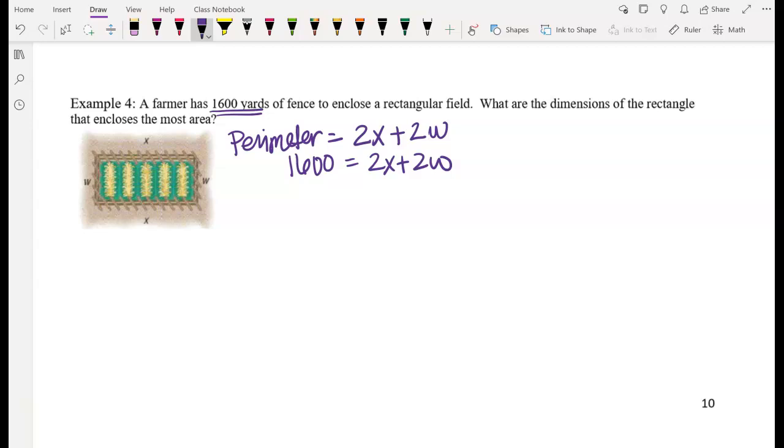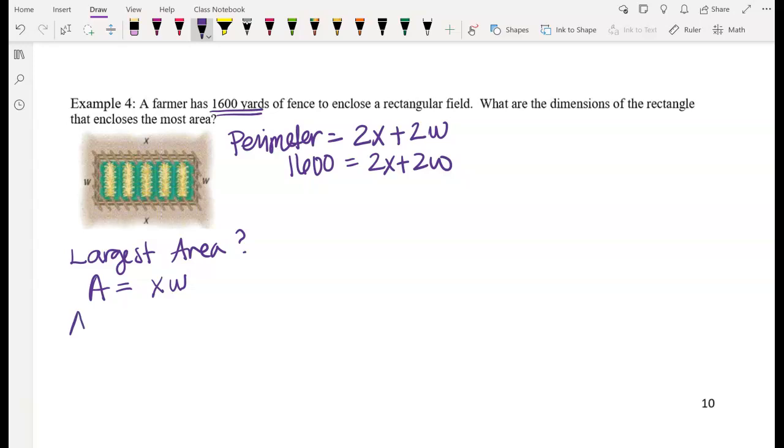Then it says here, what are the dimensions of the rectangle that encloses the most area, which means the largest area, okay? Well, we are looking for largest area. And the formula for the area is going to be length times width. In this case, they have a variable W and X, so X times W. Now, we cannot solve one equation, students, with two inputs, X and W. So we have to pick.